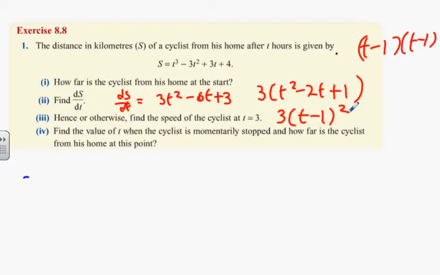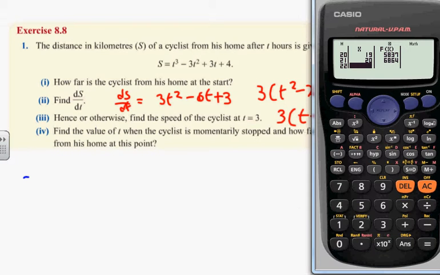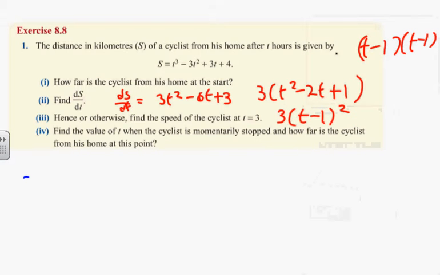Now, by the way, this is just using the last exercise to explain this in context, okay? You're asked a much simpler version of what's going on. Hence or otherwise, find the slope of the cyclist at t equals 3. So what do I need to do with this formula here? Anywhere I see t, put in 3.